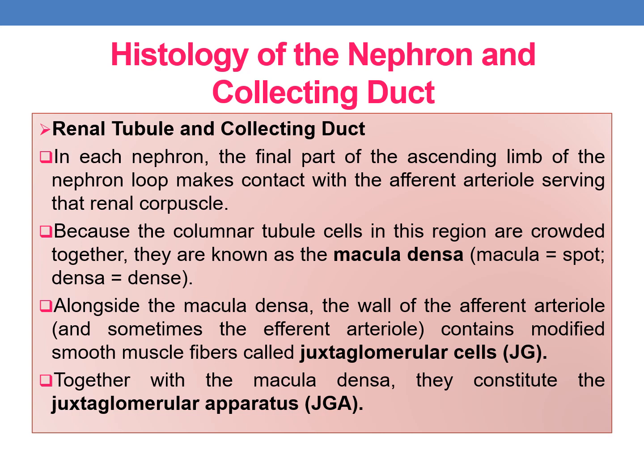Coming to the histology of renal tubule and collecting duct. In each nephron, the final part of the ascending limb of the nephron loop makes contact with the afferent arteriole serving that renal corpuscle. Because the columnar tube cells in this region are crowded together, they are known as the macula densa. Alongside the macula densa, the wall of the afferent arteriole and sometimes the efferent arteriole contains modified smooth muscle fibers called juxtaglomerular cells or JG cells.